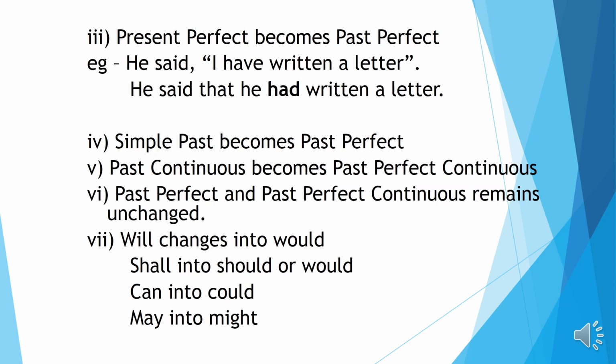Next we have number 4, simple past becomes past perfect. Number 5, past continuous becomes past perfect continuous. Number 6, past perfect and past perfect continuous remain unchanged. For numbers 4, 5 and 6, I did not write any example, because it's very easy and it will be easy for you to understand. And next, number 7, we have some words that will be changed into the past tense. For example, will changes into would, shall into should or would, can into could, and may into might.